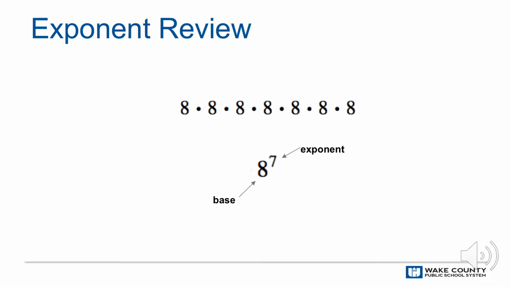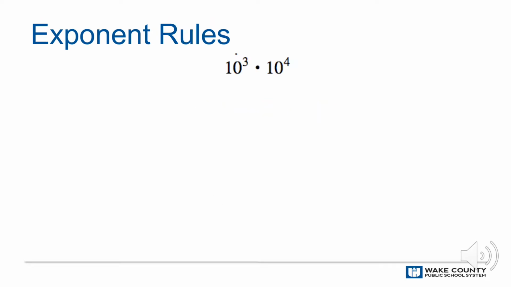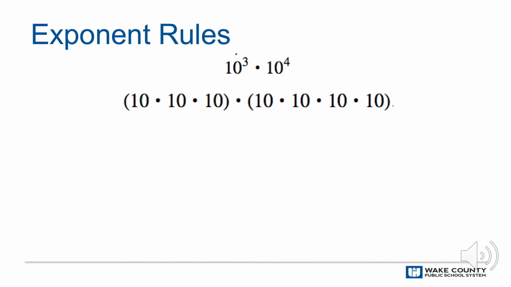Using the understanding of repeated multiplication, we'll figure out several rules for exponents. Suppose we want to understand the expression 10 to the 3rd power times 10 to the 4th power. Rewriting this to show all the factors, we get 10 times 10 times 10 times 10 times 10 times 10 times 10. Since this is really 7 tens multiplied together, we can write 10 to the 3rd power times 10 to the 4th power equals 10 to the 7th power.